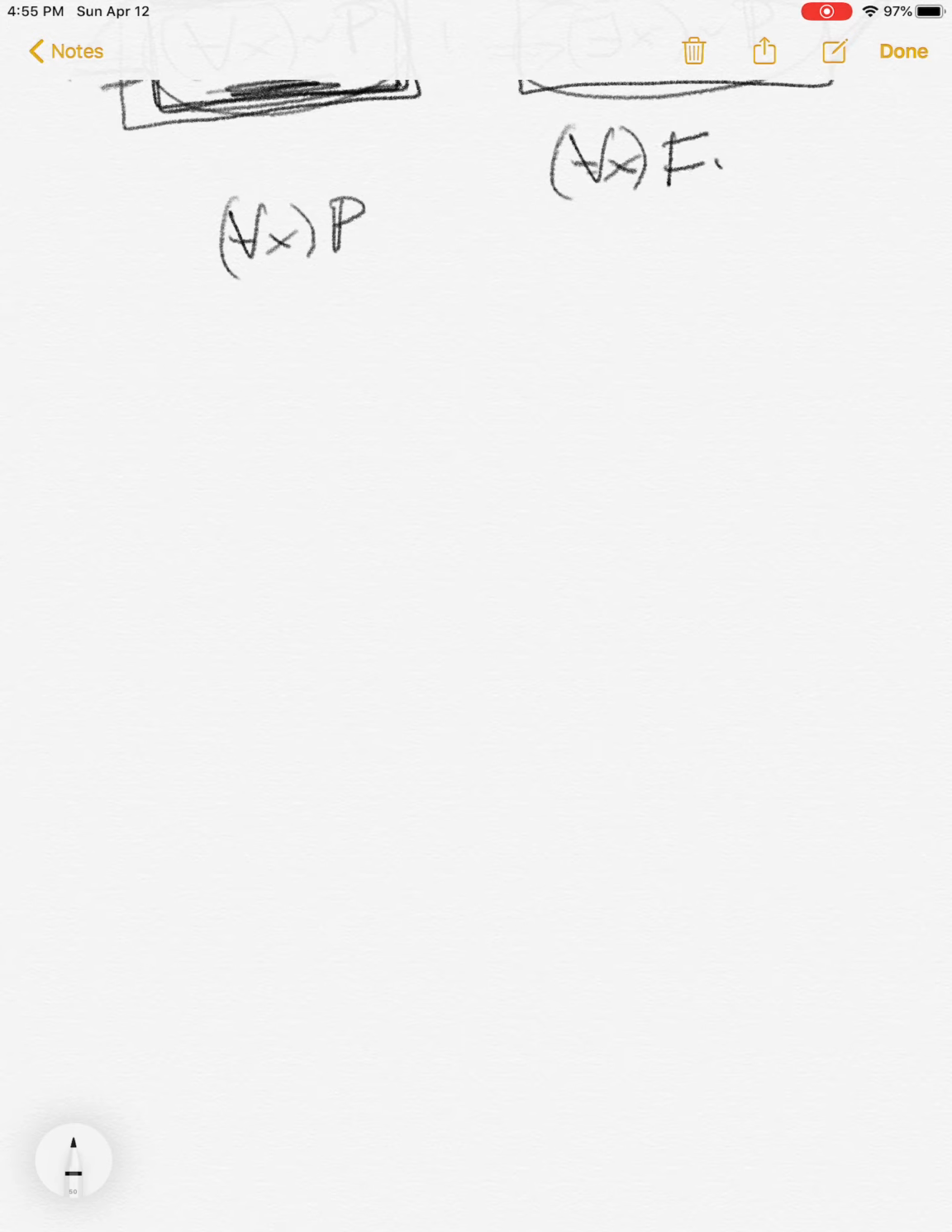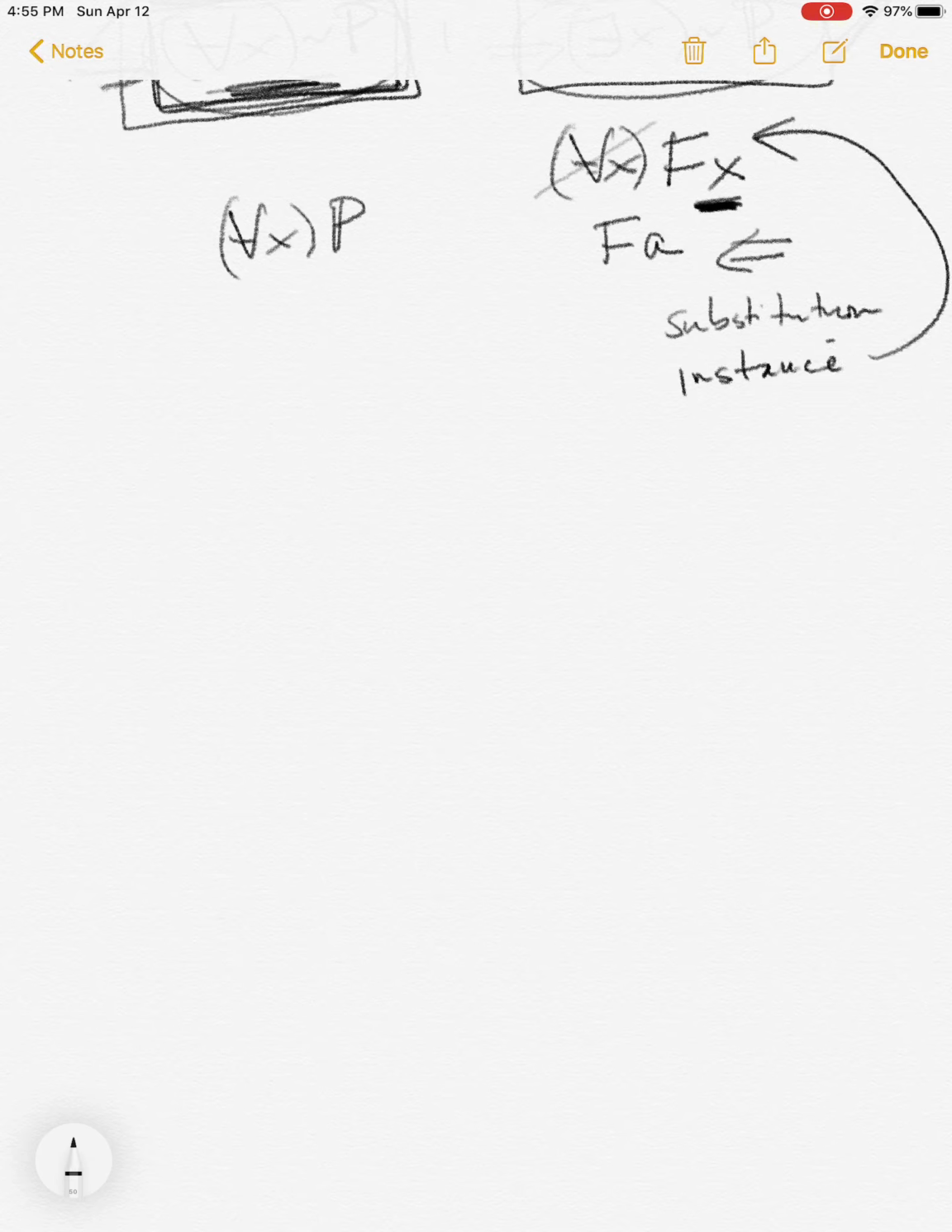So suppose we had everything in the universe is F. A substitution instance of that would be you lop off the quantifier and you replace the variable with A. So this is a substitution instance of the universal quantification. Why is it a substitution instance? It's an instance of it because this says everything is F, in particular A is F. And it's called a substitution instance because we're substituting A for the variable.